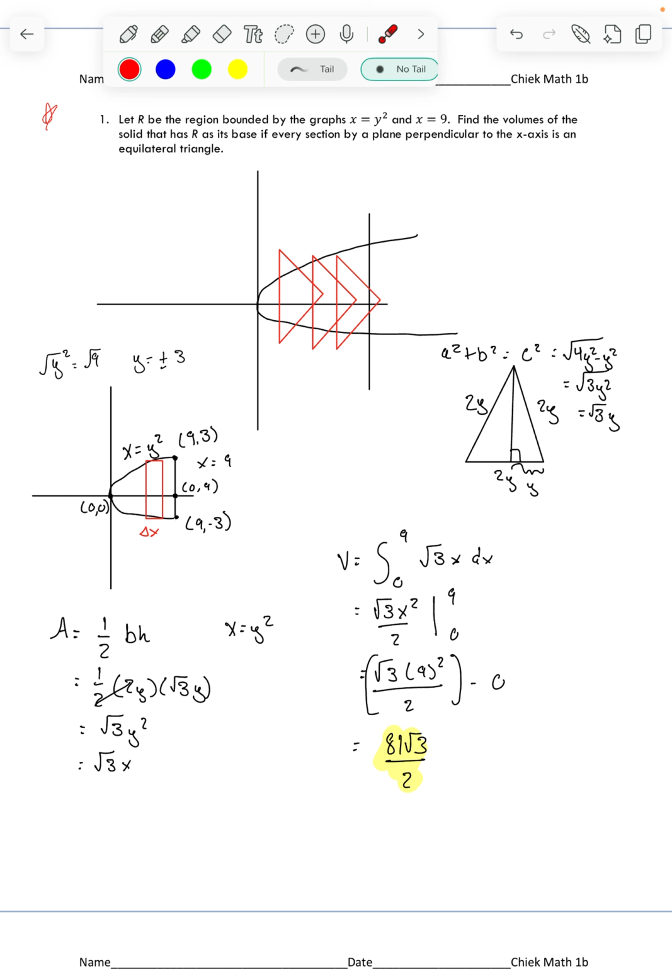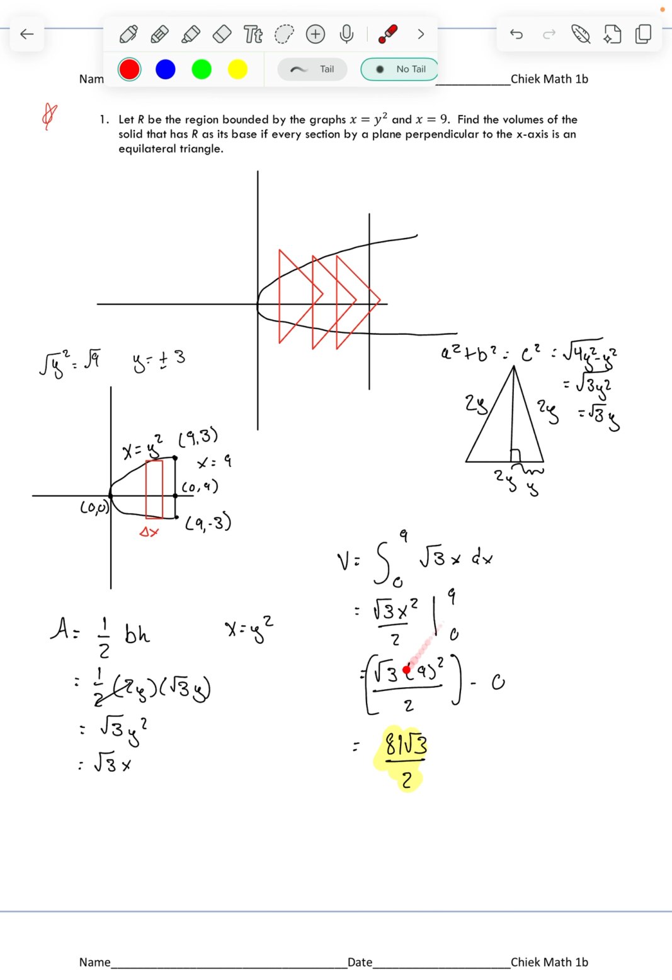Then I had to find my volume. So I did my limits from 0 to 9 because my 0 is right here in the x terms and 9 is in the x terms right here. And I did the integral of square root of 3 times x dx. I found my integral, which is this.